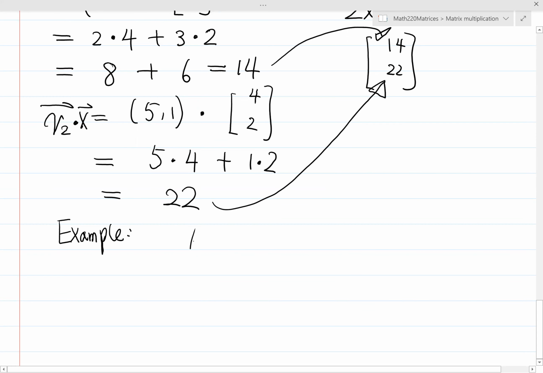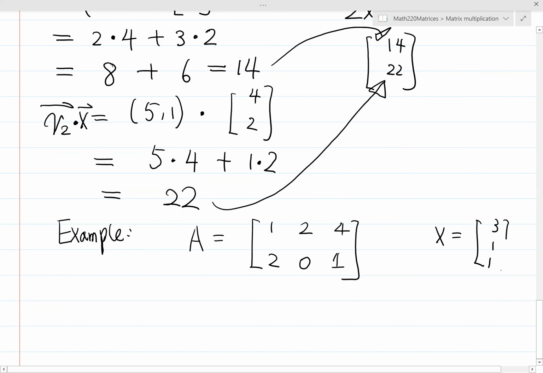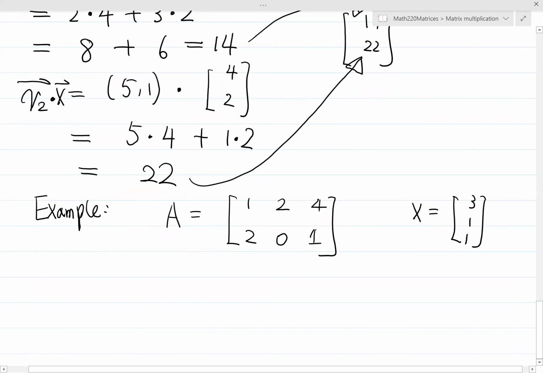Now the matrix A is 1, 2, 2, 0, 4, 1. It has 3 columns. Now you see each column gives the output of a certain vector, i.e. we should have a 3-dimensional space. Each column gives us the image of each dimension. Now let X be a 3-dimensional vector, 3, 1, 1.